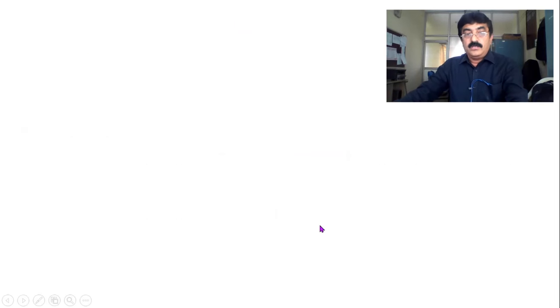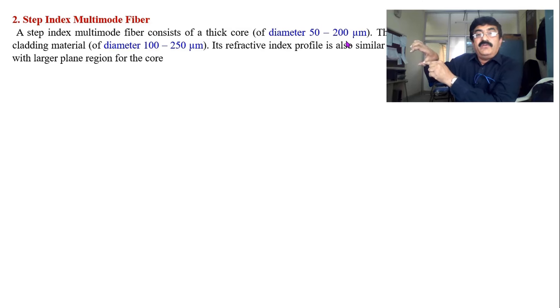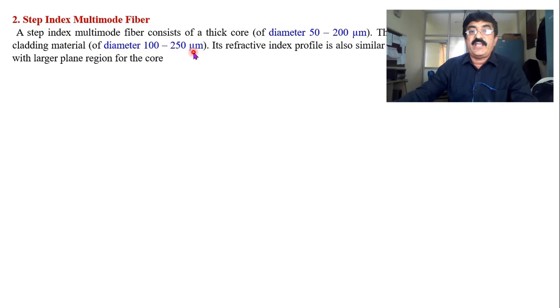Next, coming to step index multi-mode. Again size. This time core is a little bit bigger than single mode. See, diameter is 50, goes up to 200. Now it is no more a small region, it is widened now, 50 to 200. Correspondingly even the clad region outside is also larger. Corresponding clad is 100 to 250, right? But refractive index profile is similar to single mode only.